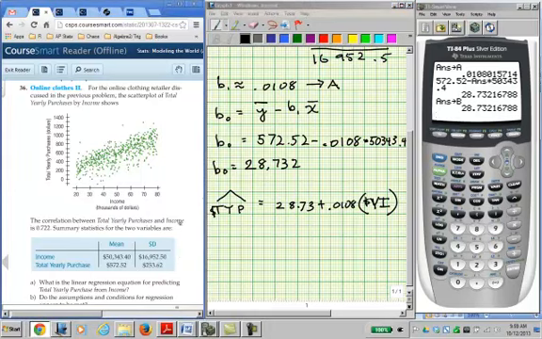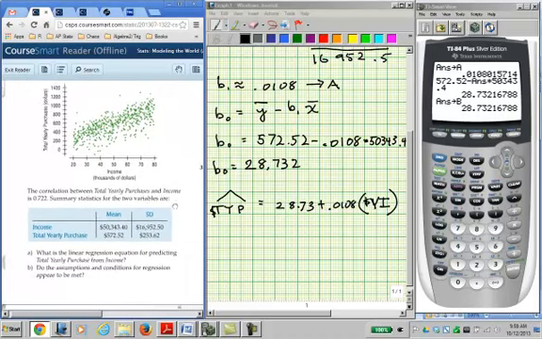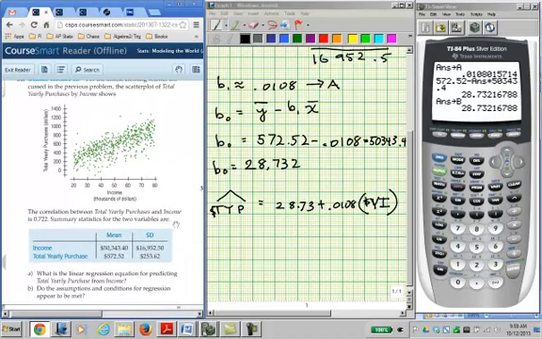All right, let's go to B. Do the assumptions and conditions for regression appear to be met? I think we talked about this already. We've got two quantitative variables with units of dollars. Income is quantitative, units of dollars. Total yearly purchases is quantitative, units of dollars. We have an association that is linear, moderate, and positive. It doesn't really have terrible outliers.